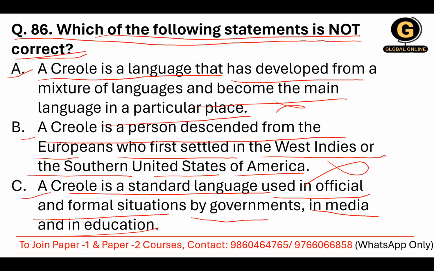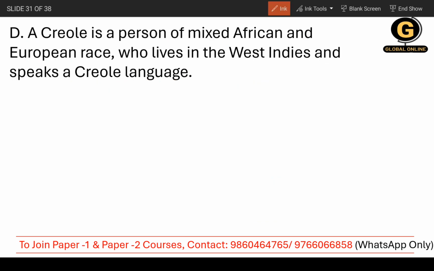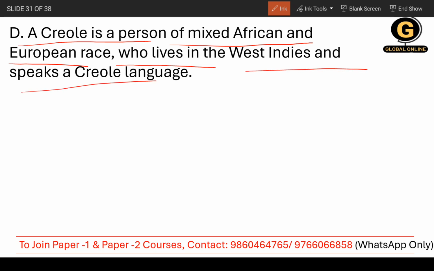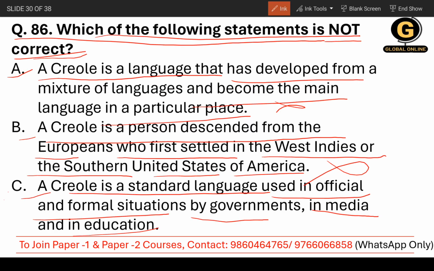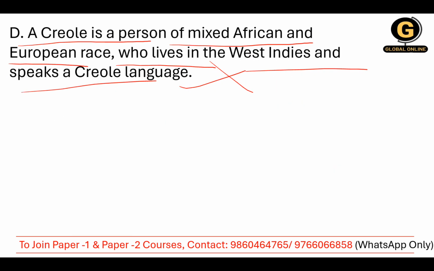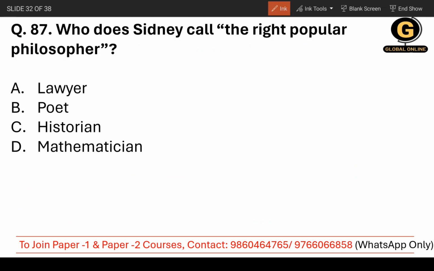Let me read the last one. A Creole is a person of mixed African and European race who lives in the West Indies and speaks a Creole. Of course not, it's not true. Okay, the third one is the correct option. Here you can read this.